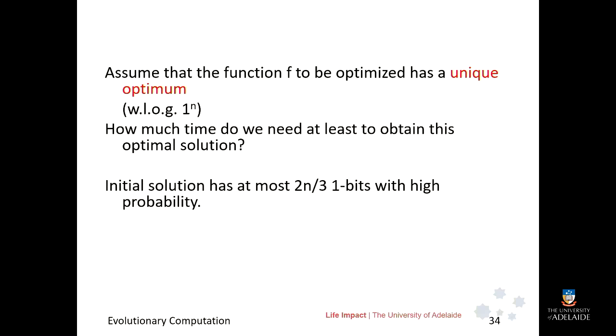So you have your initial solution, this is what we said, it's close to n/2 1 bits with high probability. And then, if I have at most, let's say, 2/3 of the 1 bits, I need to collect at least n/3 1 bits, right? Do you know the coupon collector problem?